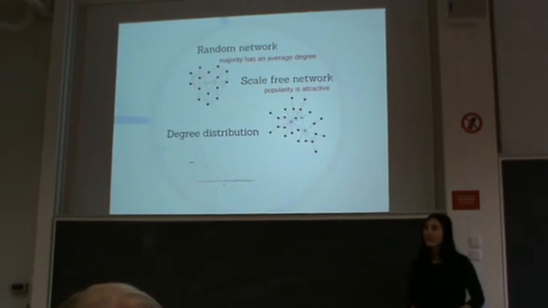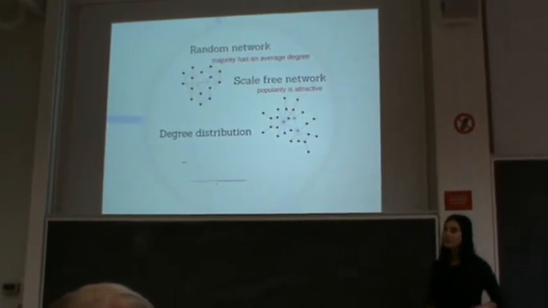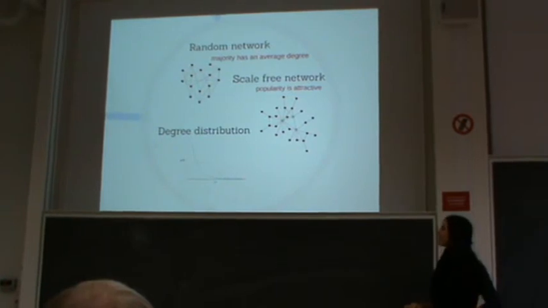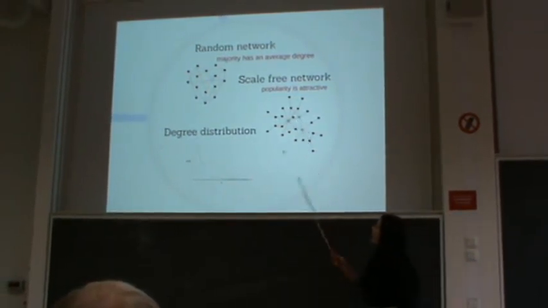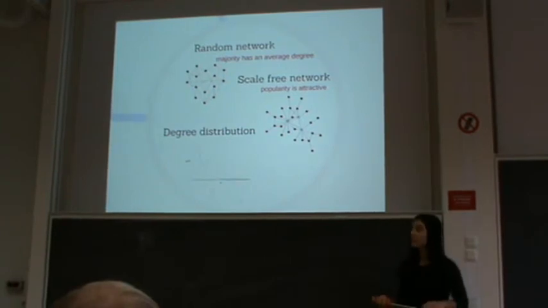And this network has 2 main concepts. It has a few nodes, these blue nodes here, that are really important for this network, because they have many links. And we call them hubs.